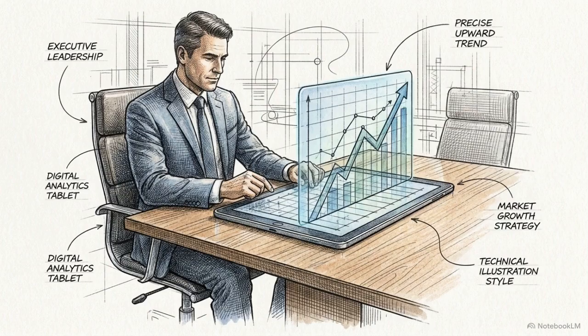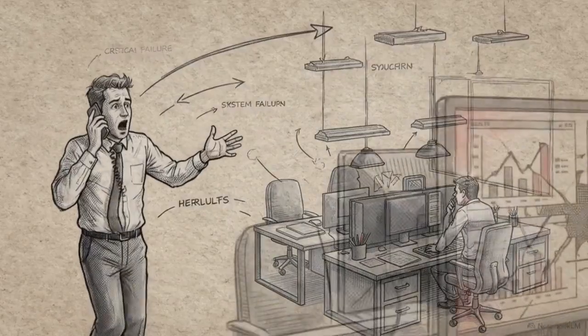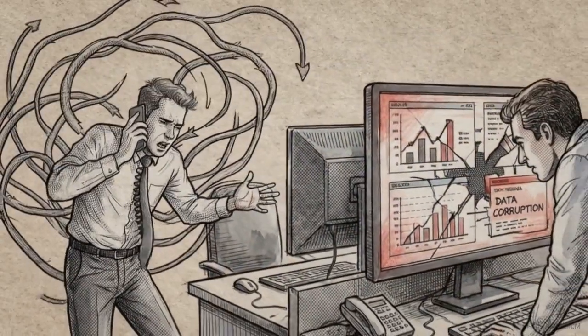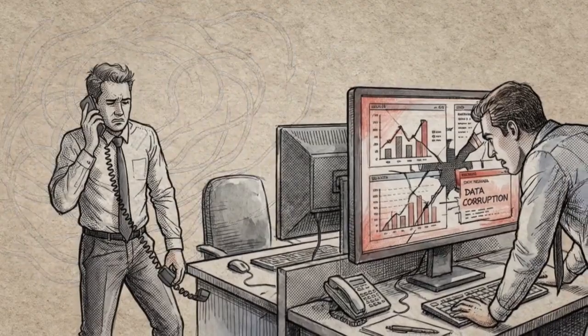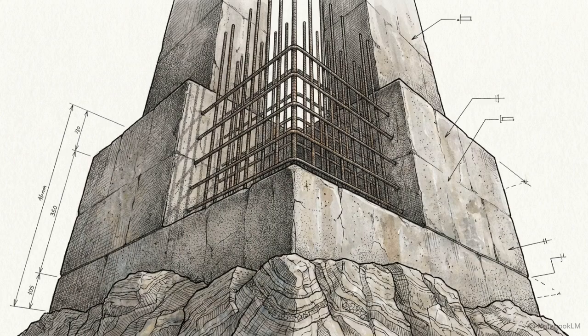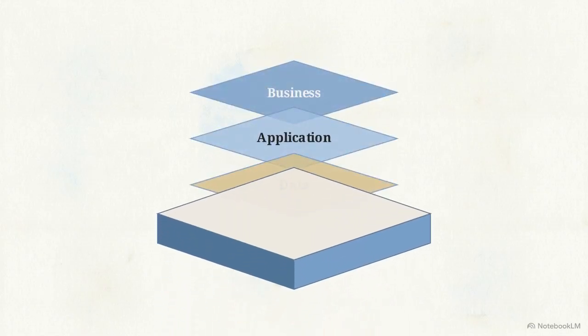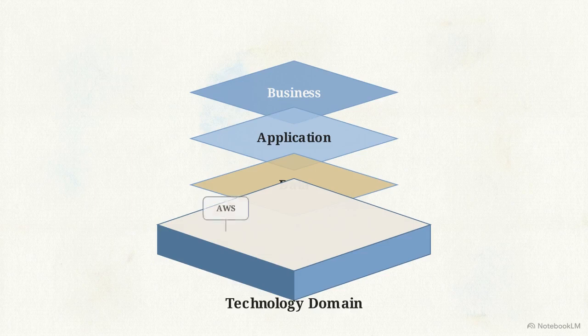Proper management at this layer yields trusted, actionable information for decision makers. Conversely, uncontrolled data movement and poor governance immediately compromise the applications and business logic relying on that information. The final layer provides the bedrock for the entire enterprise, the technology domain. This foundational plane sits beneath the data pools, containing core infrastructure like AWS, Azure, and Kubernetes.